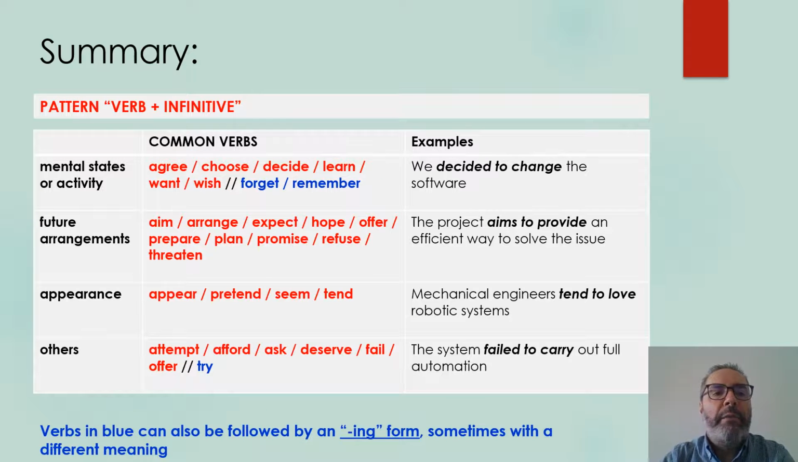Here we have a summary of the pattern verb plus infinitive in red. And the verbs which are in blue mean that they can also be followed by ing form, sometimes with a difference in meaning. And here in this table and in the last slide, we saw a classification of the verbs according to their meaning, rather than using mnemonic techniques. You can also use this method to help you understand.